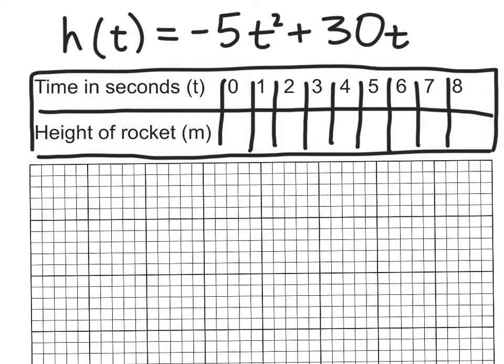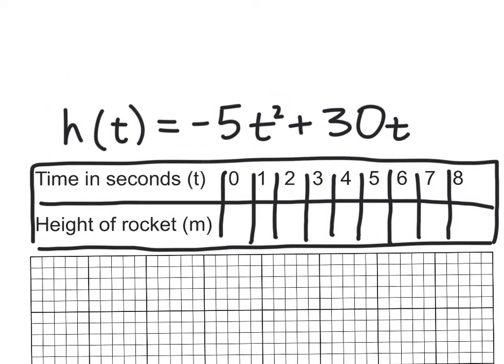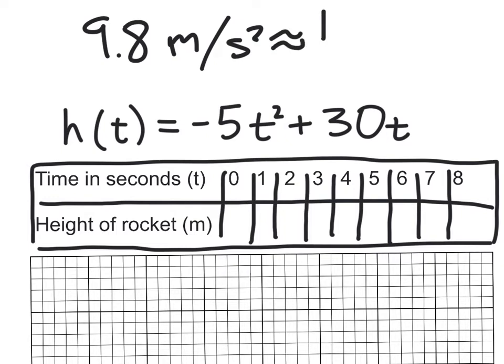And there's a little bit of an approximation here. The acceleration due to gravity on Earth is actually 9.8 meters per second squared. And just to make it a little bit easier on you guys, I approximated that to 10, and then half of that gave us this negative 5. This is the force drawing the rocket to the ground. So really this should be 4.9 rather than 5. But that's okay. 5 is fine for us.